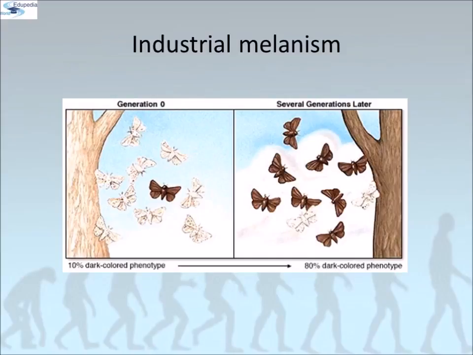This is the example. Here you can see that in generation 0 the grey colored moths are abundant, and after several generations you can see that the dark colored phenotype has increased compared to the grey colored ones.